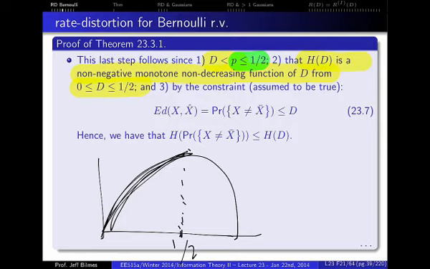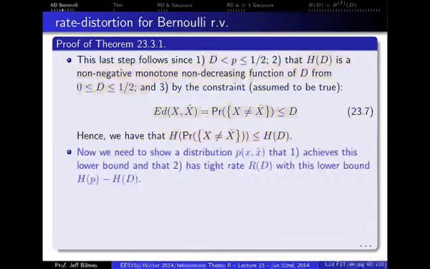And then thirdly, we have this constraint, which is true in these cases because we're minimizing subject to the constraint that the expected distortion is less than or equal to D. The expected distortion, in this particular case, is the probability of inequality, so that has to be less than or equal to D. You combine all those three things together, and therefore you get that H of this probability is less than or equal to H of D, which gives us that last inequality that I put a little green mark on in the previous slide.